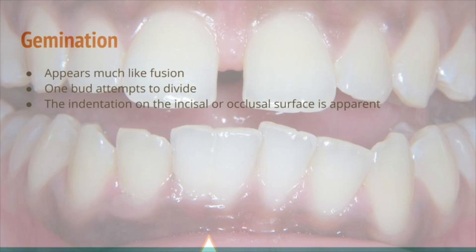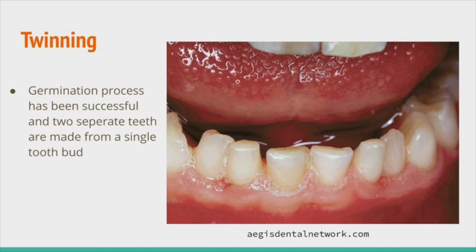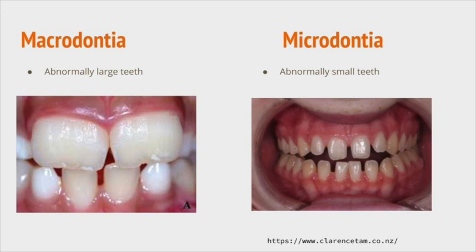And the indentation appears very prominently on the incisal or occlusal surfaces with gemination. Next, we have twinning, which is basically just when gemination is successful, and two separate teeth are basically made just from one tooth bud. Next, we have macrodontia and microdontia.